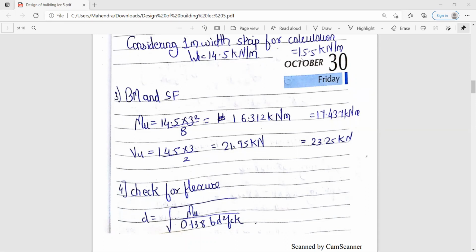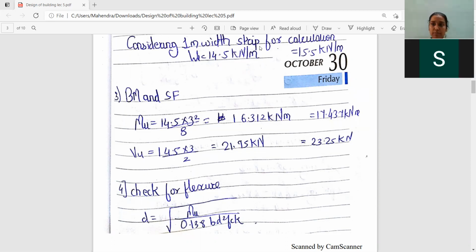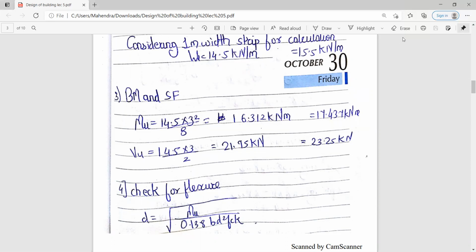And for this, it will be the same, that is 15.5 into L square by 8, that is 15.5 into 3 square by 8. So that will come up to be 17.437 kilonewton meter. Same for the shear force. Shear force के लिए भी again you have the load, that is 14.5 into L by 2. तो आपको shear force मिलेगा 21.75 kilonewton. Same for this load, that is 15.5. So 15.5 into L by 2, that is 3 by 2.